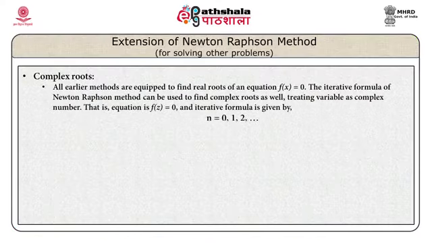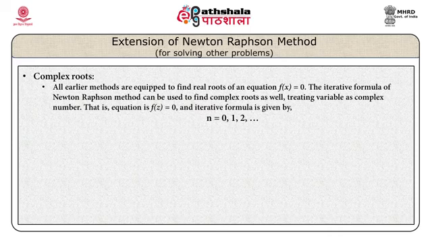Let us look at some extensions of this method. These extensions can be regarded as advantages. One very big extension is that the same formula can be used to get complex roots of f(x) equal to 0. All the methods which we have learned so far can be used only to find real roots, but for any polynomial equation, any scientific application, one is required to get complex roots of the equation.